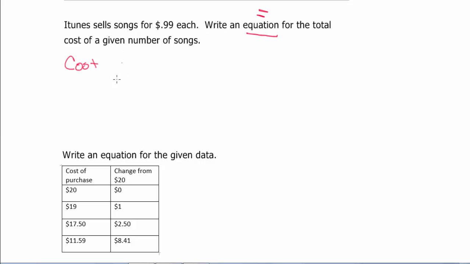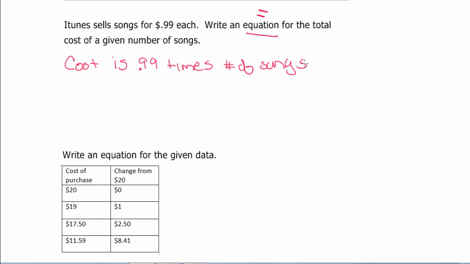Okay, cost is 99 cents, and when it says each, that normally means times. Cost is 99 cents times the number of songs.